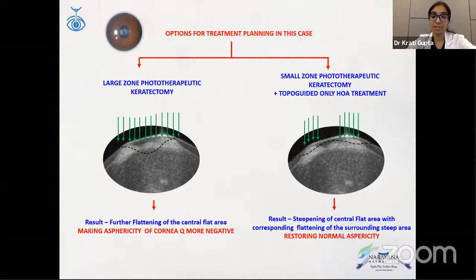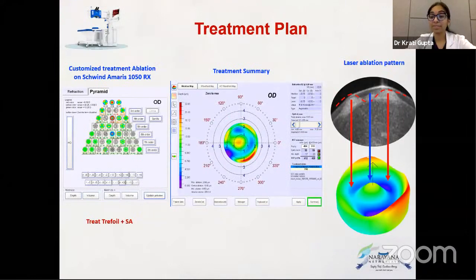So we decided to do a small zone PTK of 4 mm followed by a topography guided PRK for only the higher order aberration treatment. This will lead to a better regularization of the cornea. This treatment was planned on the Schwind Amaris customized treatment platform using the depth minimization profile, and the trefoil and the spherical aberrations were treated. The laser pattern is demonstrated on the right side, and intraoperative mitomycin C was also used. A zone of 4 mm was selected.